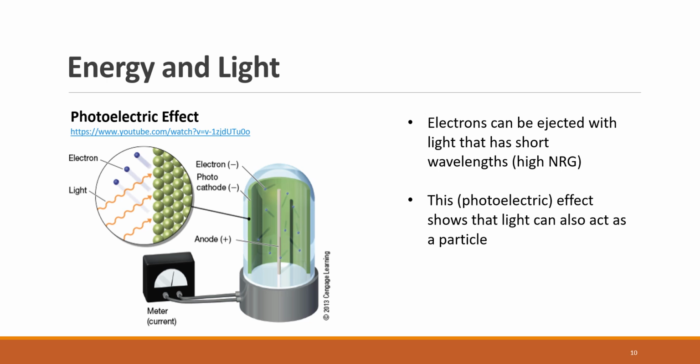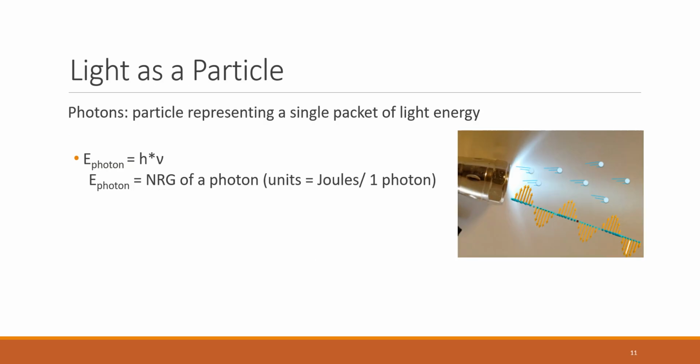And it's showing that light can also act as a particle, hitting those electrons off. When we describe light as a particle, we refer to those particles as photons. So a photon is defined as a particle representing a single packet of light energy.